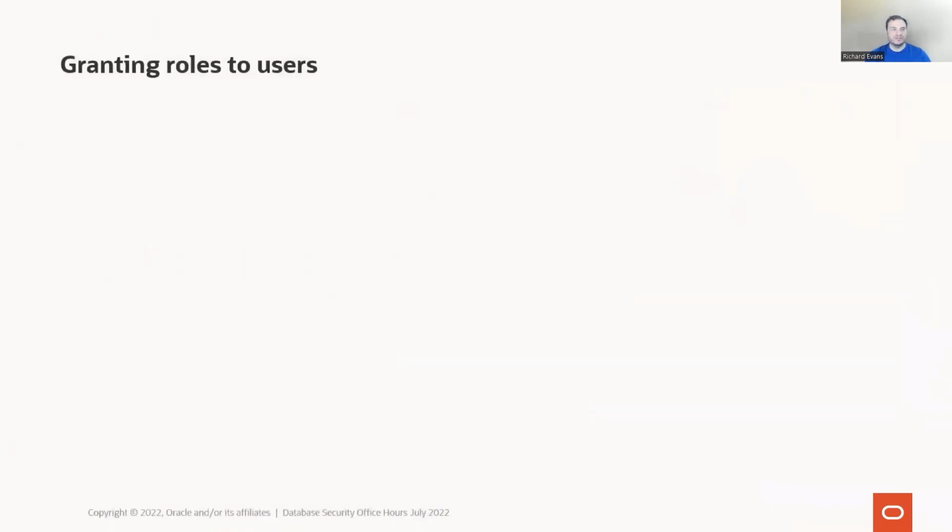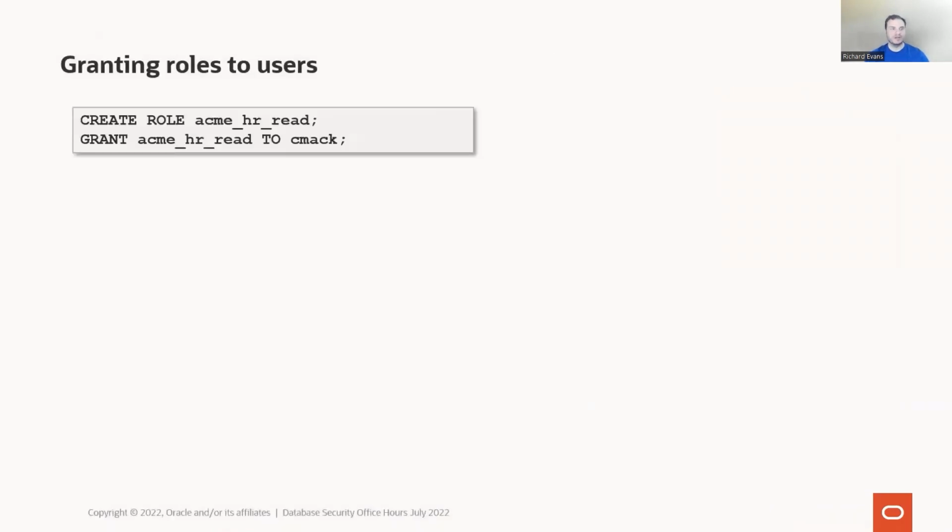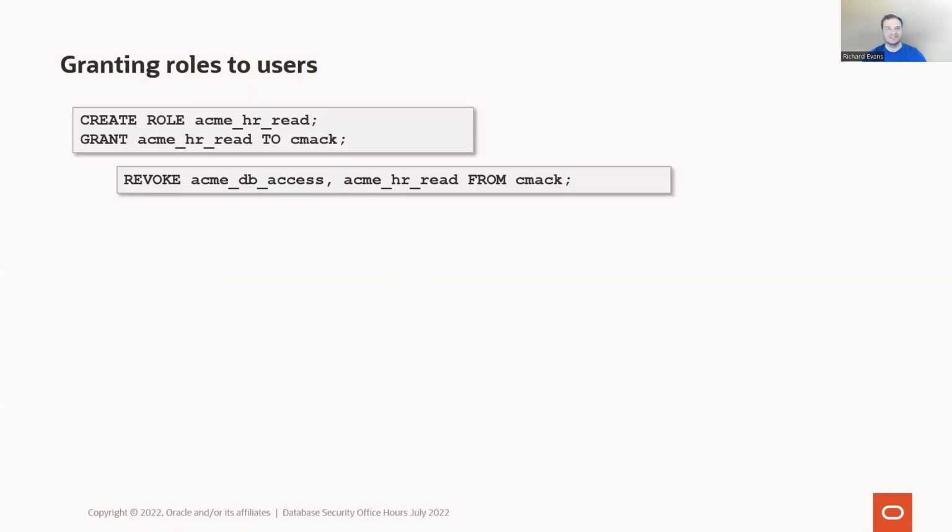Granting and revoking roles, always important, right? Create the role, grant it to CMAC. Revoke the role from CMAC. Now, notice that in this example, I've got 2 revokes in there, okay? So you can stack these in here. So I can revoke DBA access and HR read from my user.